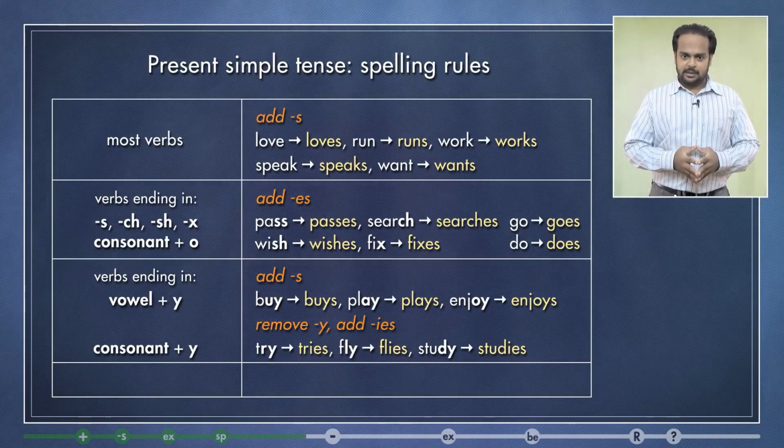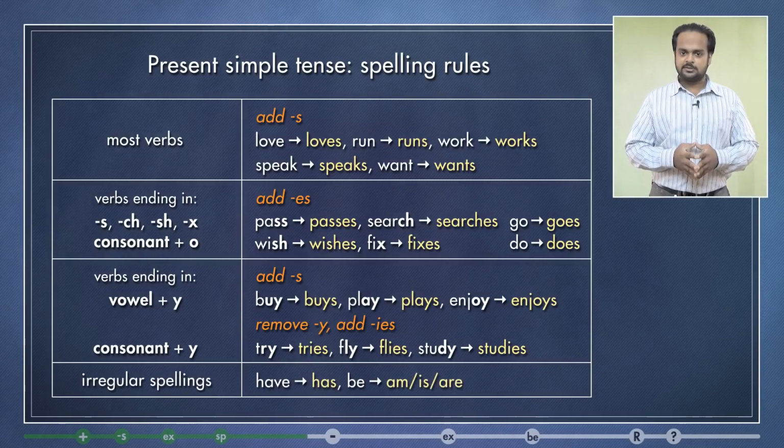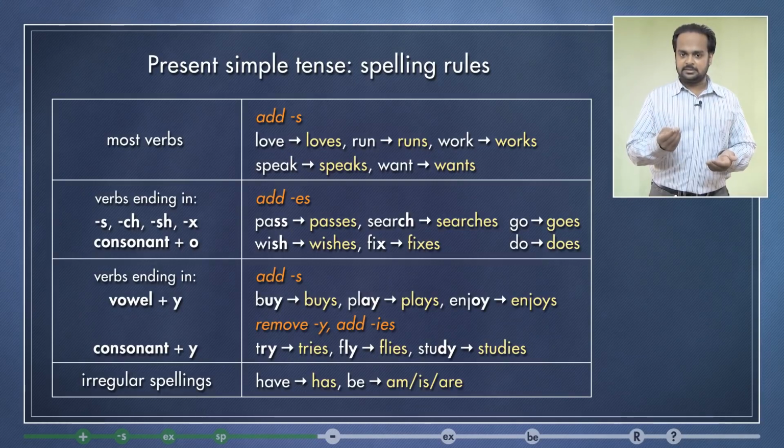Finally, there are some spellings we call irregular because there are no rules for them. The verbs have and be are the most common ones. Have just becomes has, which is just H-A-S, and the verb be has 3 forms: am, is, and are. We'll talk about the verb be later in this lesson.